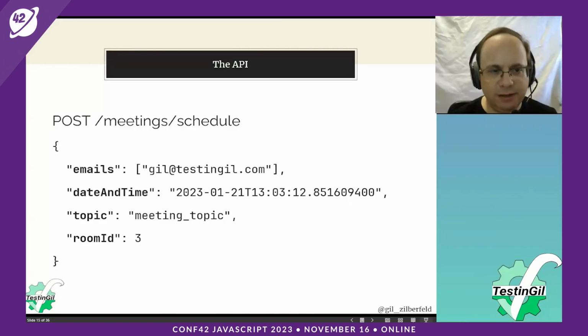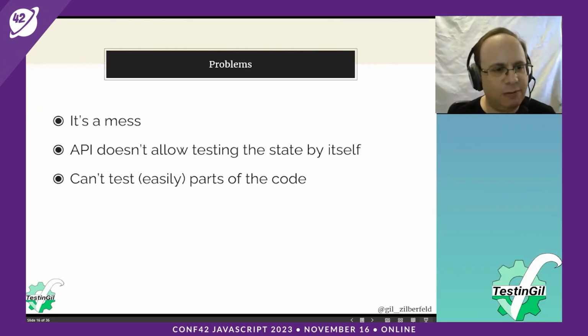This is the API. It's going to be a POST API called /meetings/schedule. And this is an example of the body I'm going to send: emails, which is an array of the list of invitees, really. The date and time, which is a string in the beginning, a topic of the meeting, and the room where we want to go. That's basically it. What is the problem? We'll see in a minute.